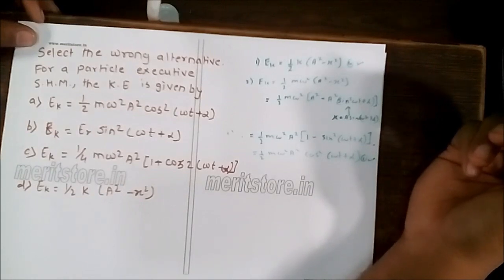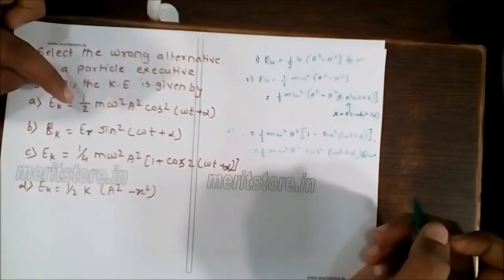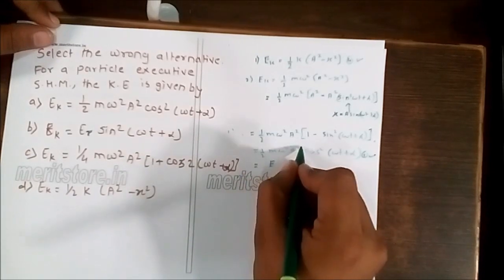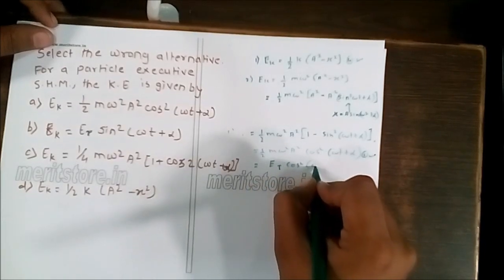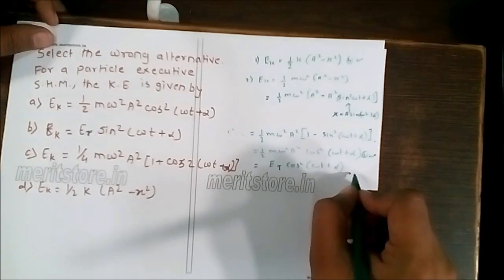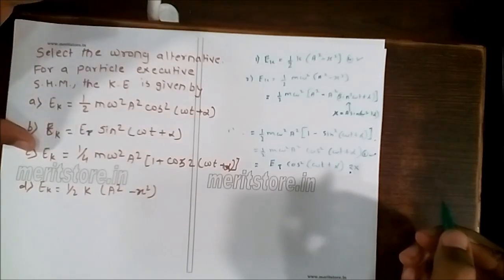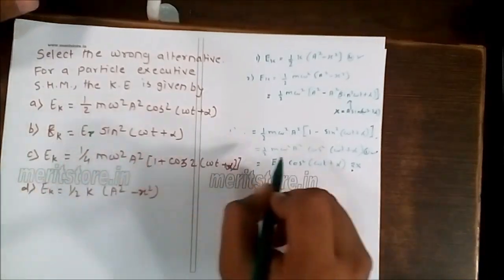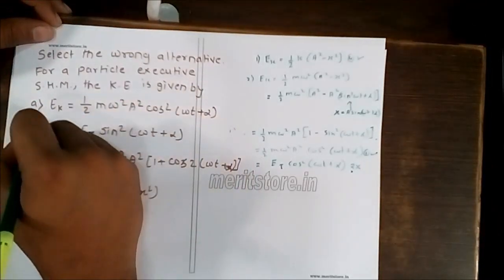Let us solve it further. We have E total into sine square omega t plus alpha. But here if you observe, E total is half m omega square a square and it is multiplied by cos square omega t plus alpha. So option B is straightforwardly wrong. So I would say option 2 is incorrect. Now the remaining option C will have to be correct because option B we have already determined as the wrong option and we need to select the wrong alternative.